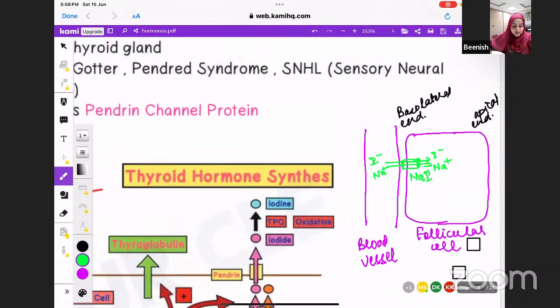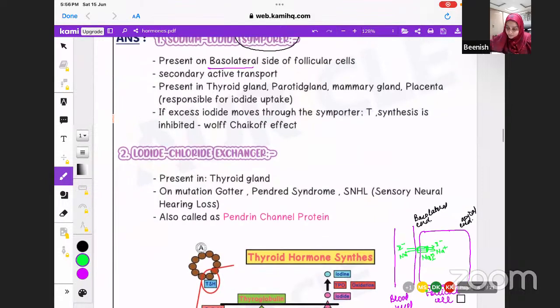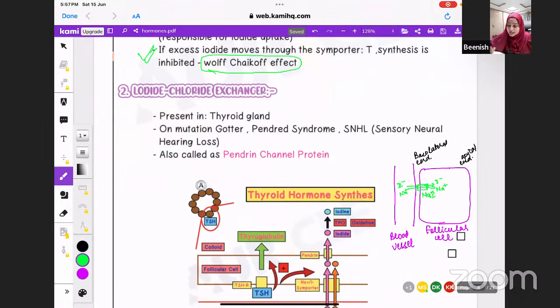Now what happens? Now before that, it says if there is excess of iodide inside the follicular cells through the symporter, then the synthesis of thyroid hormone is inhibited, and this is known as the Wolff-Chaikoff effect. So what is the Wolff-Chaikoff effect? That is, if excess levels of iodide come into the follicular cells via the symporter, then the thyroid hormone synthesis is inhibited, and this is known as the Wolff-Chaikoff effect. Now let's see what is happening. So you have excess of iodide coming inside the follicular cells.